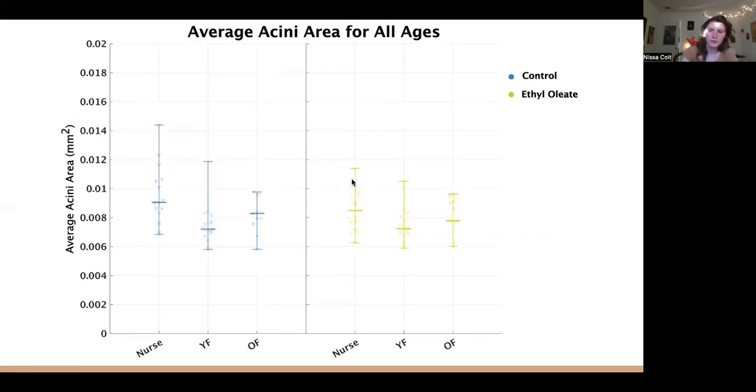Similarly, you can see the spread of data points is just a different way of showing it, but average acini for nurses versus control versus ethyl oleate was not significantly different. Neither was it for young foragers, for ethyl oleate and control, or old foragers, but you can see that there is a pretty significant spread between the age groups. So nurses were higher, young foragers were in the middle, and old foragers were a little bit lower too.